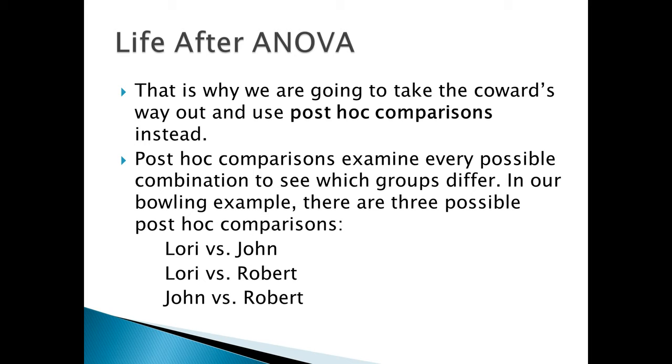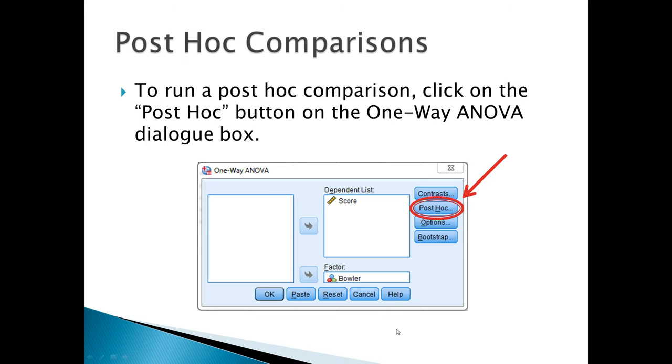So in our bowling example, there were 3 players, Lori, Robert, and John. In a t-test, you can only make one comparison. The ANOVA lets you compare all of them. We've seen a significant statistic, so we know that there's at least one difference, but we don't know which of these comparisons is significant or multiple, right? So there's 3 possible post hoc comparisons: Lori versus John, Lori versus Robert, John versus Robert. It's all the combinations. So to run a post hoc comparison, you'd run your one-way ANOVA just like you always would. It's the same dialog window. So factor is bowler, dependent is score.